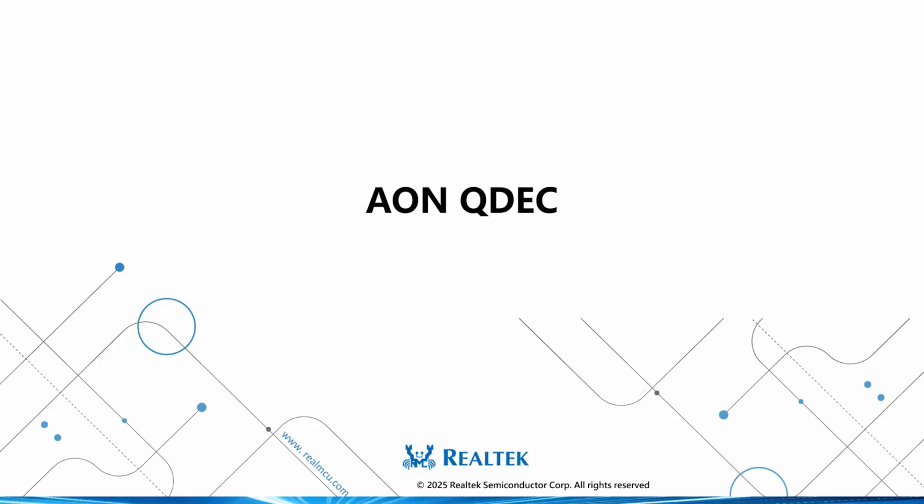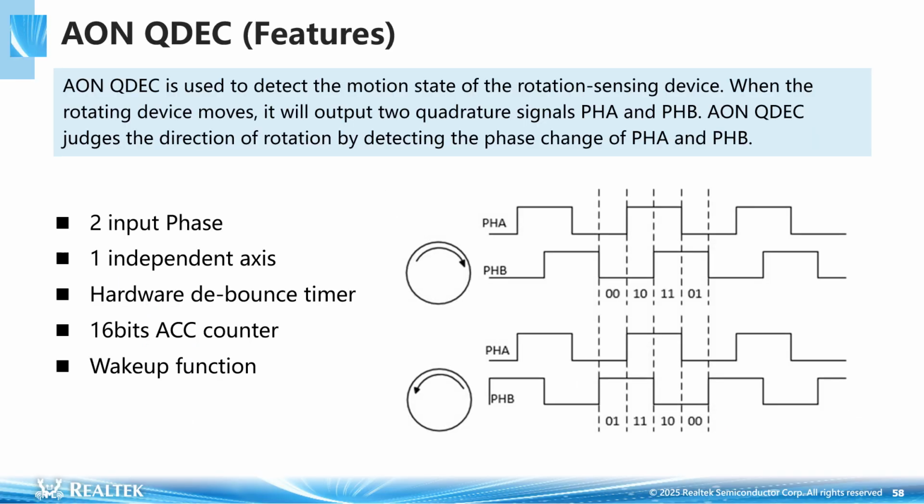Next, we will introduce AON QDecoder. As shown in the figure, the AON QDecoder is used to detect the motion state of rotary sensing devices. When the rotary device moves, it outputs 2 quadrature signals, PHA and PHB. The AON QDecoder determines the rotation direction by detecting the phase changes of PHA and PHB. The AON QDecoder has the following features.